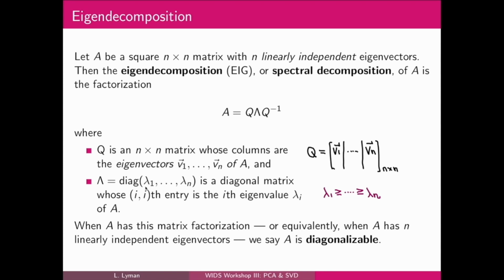Lambda is a diagonal matrix whose diagonal entries are the eigenvalues of the inputted matrix. Now, when it's possible to factor a matrix in this manner, or equivalently, when a matrix has n linearly independent eigenvectors, we say that the matrix is diagonalizable.